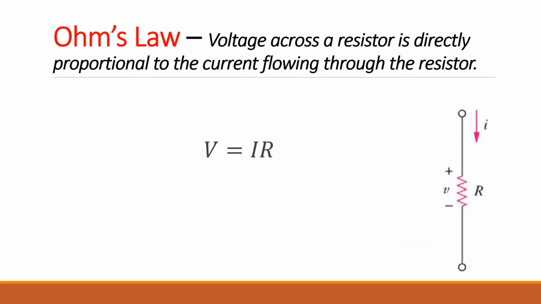One of the basic laws that we use in electrical engineering is Ohm's law. It says the voltage across a resistor is directly proportional to the current flowing through the resistor. So the voltage is proportional to the current. We can remove this proportional sign by adding a constant, which is the resistance here. So Ohm's law says voltage is equal to the current times the resistance.